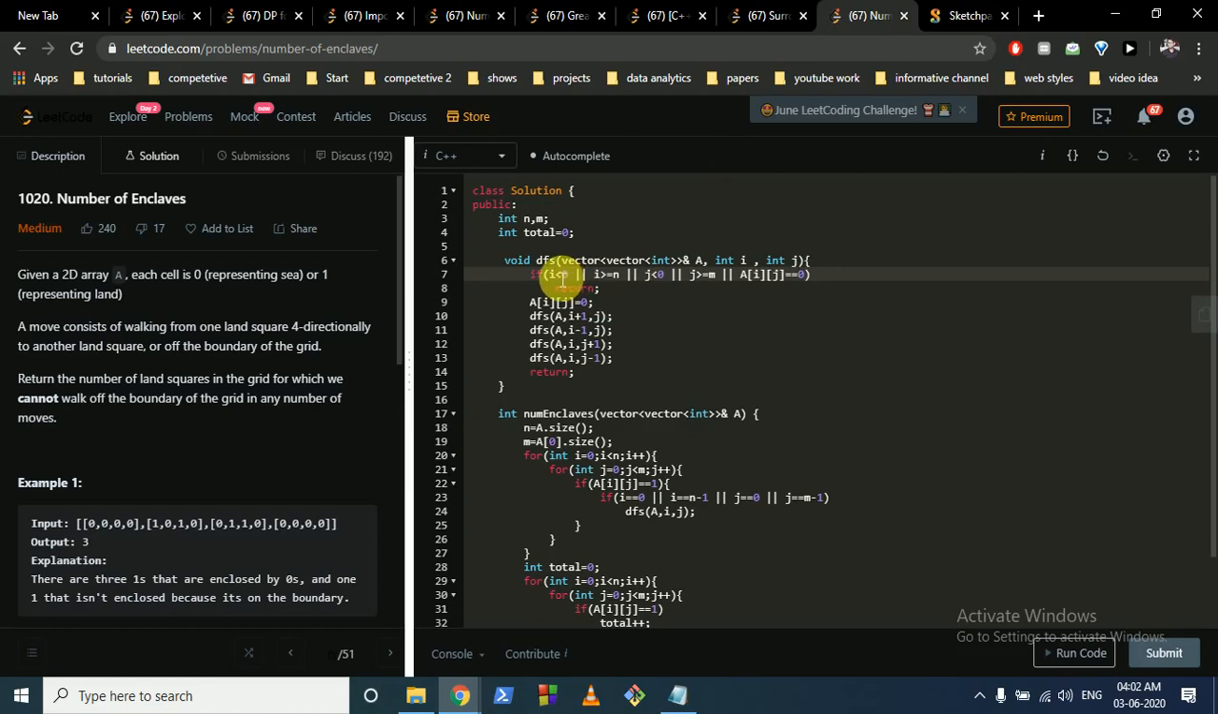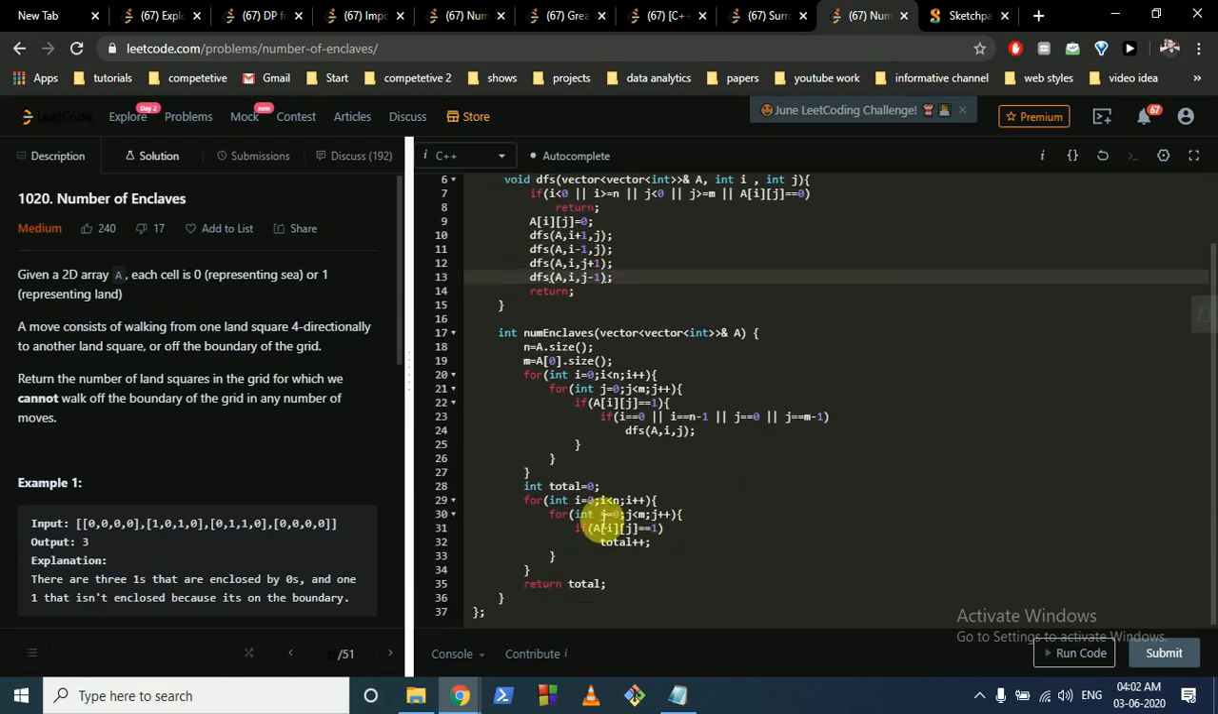Else, which means that we have not gone out of bound and we have not encountered a 0, this coordinate on which we are is equal to 1. So we make this 0, and after making this 0, we will run a DFS on all its cardinal directions, up, down, right, left, and then we return. After that, we will iterate over the whole matrix and count the total number of ones, and that's the answer. So that's the first question.